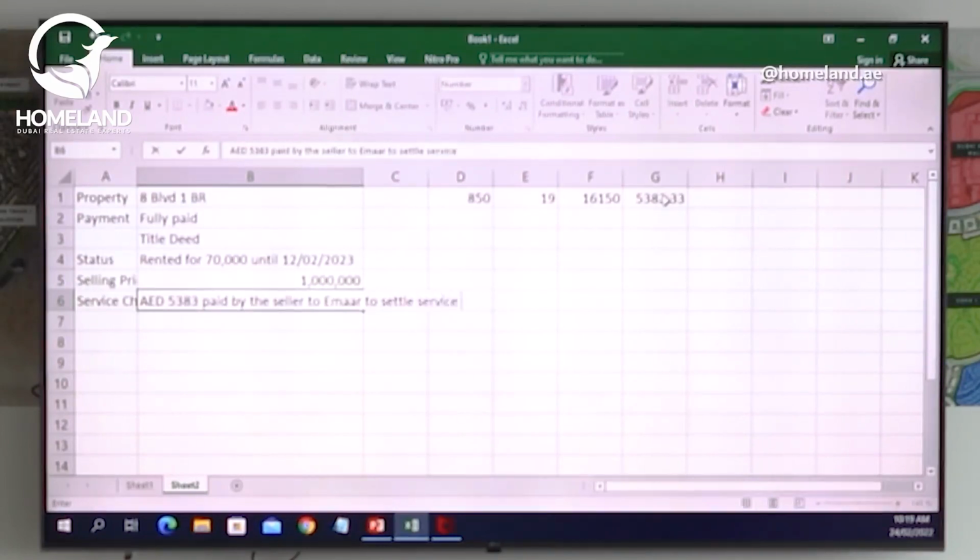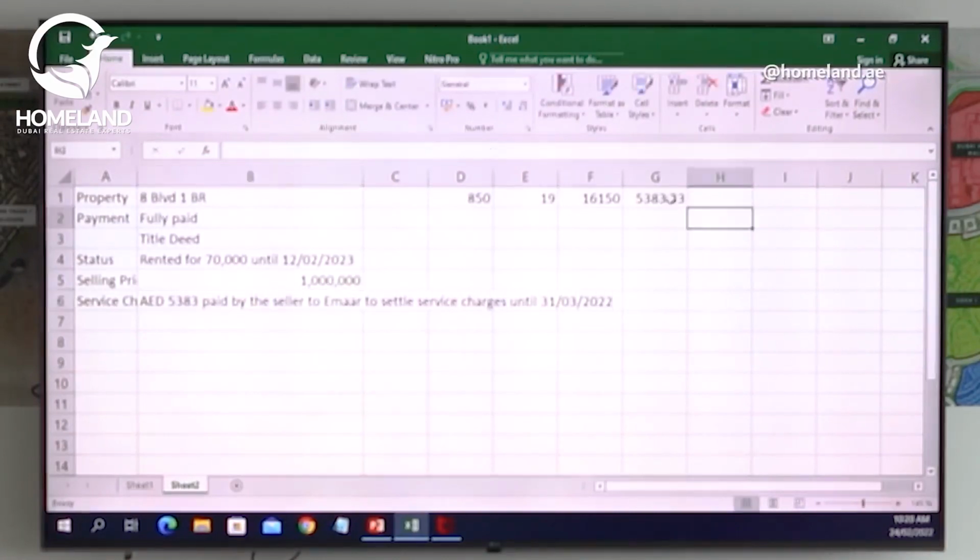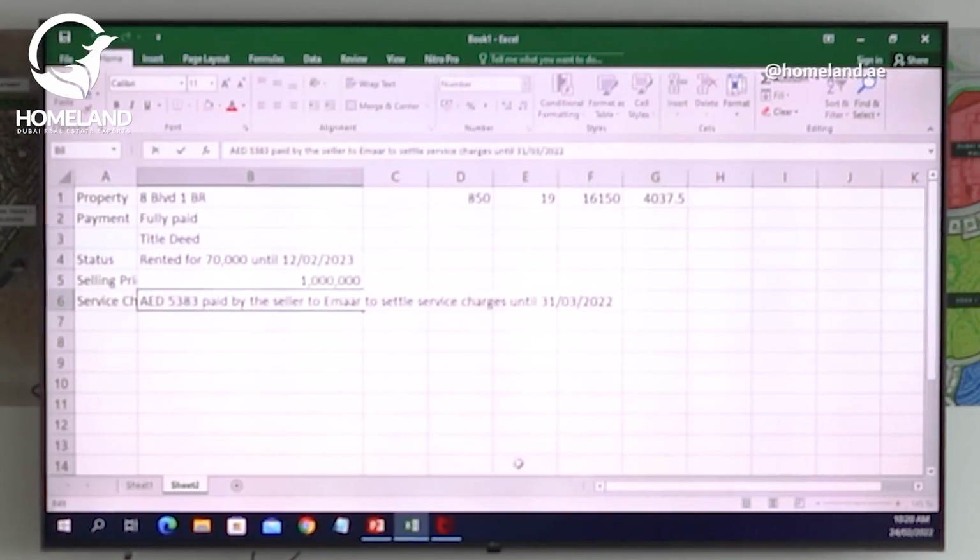To settle service charges until March. Is March 30 or 31? 31st March 22. Now let's fix the amount. You are 100% right. Every quarter is 4,037. Agreed? 4,037. Okay.